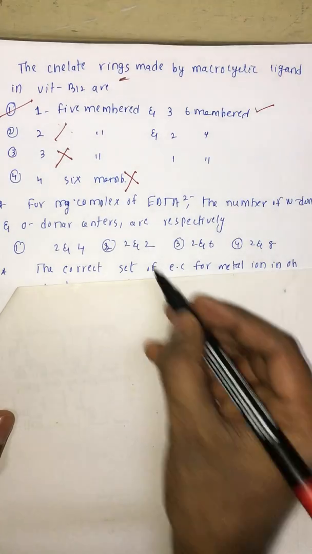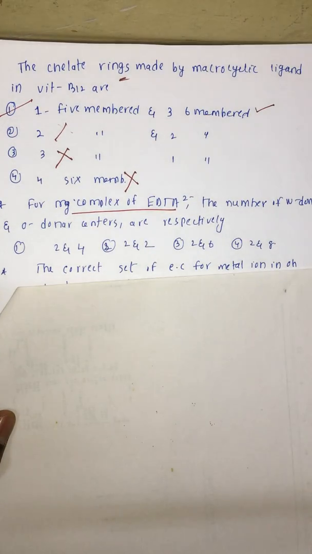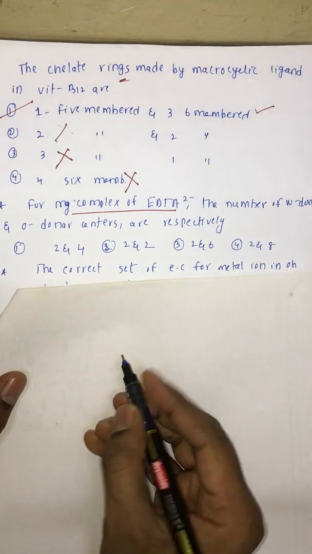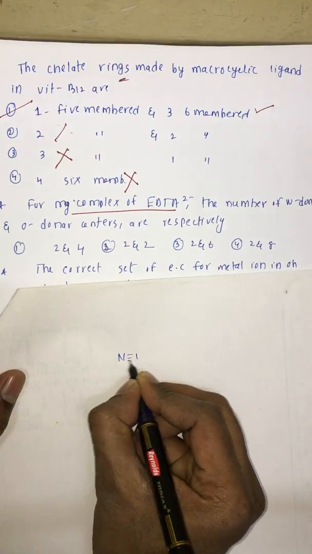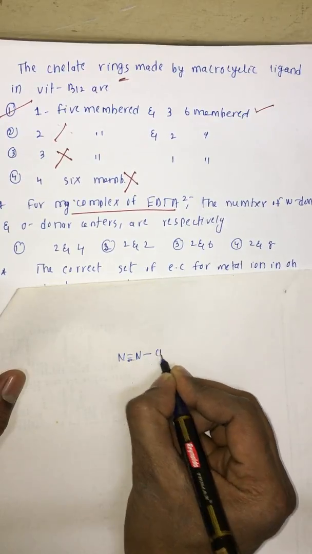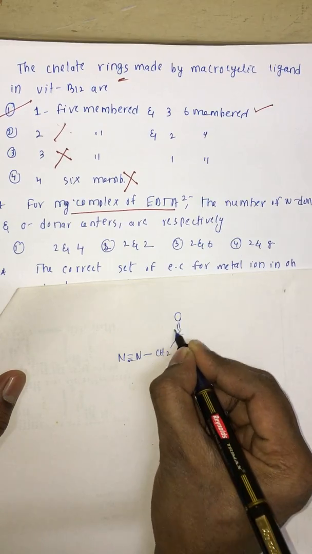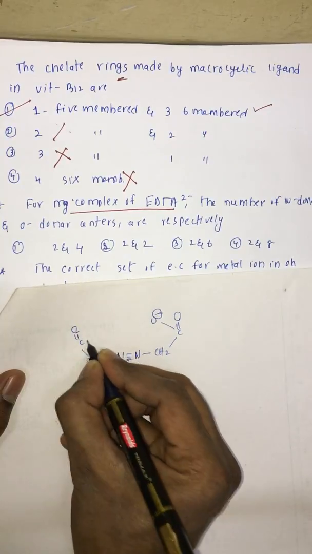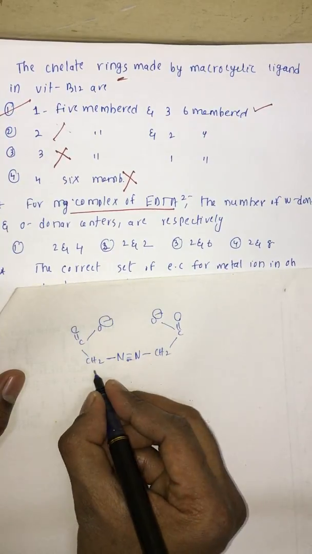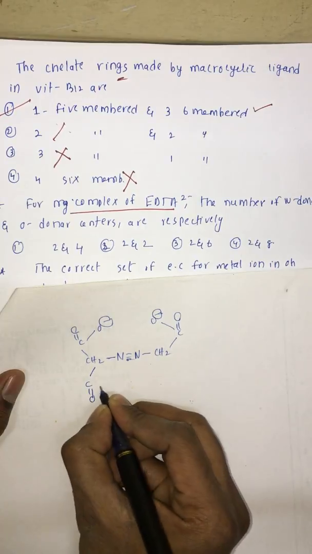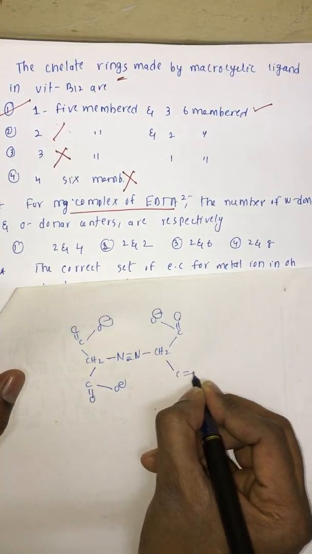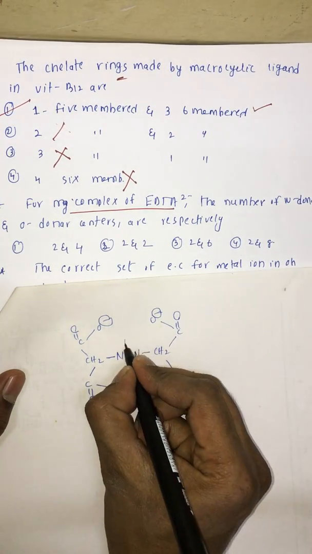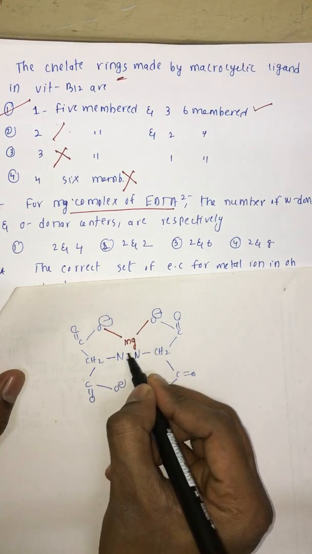Next we have a magnesium EDTA complex. The number of nitrogen donor and oxygen donor centers are, respectively. So first we draw the EDTA structure: CH2, COO minus, CH2, COO minus, COO minus, COO minus, and here we have a magnesium, so this forms a bond like this.